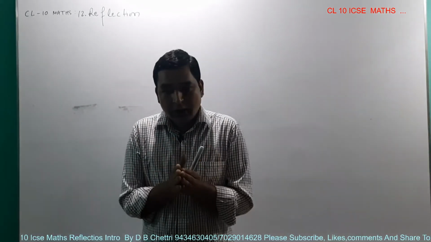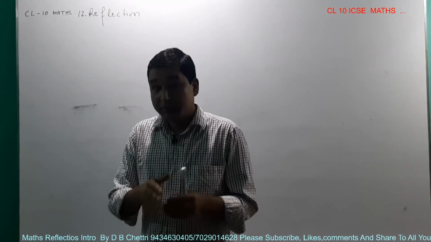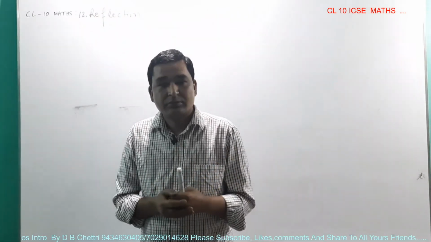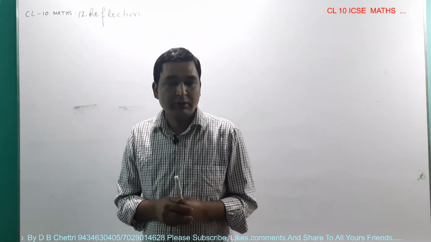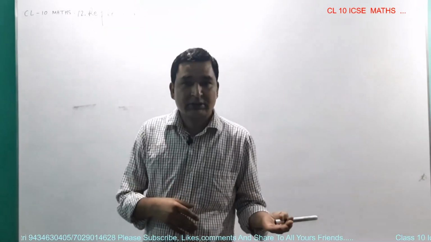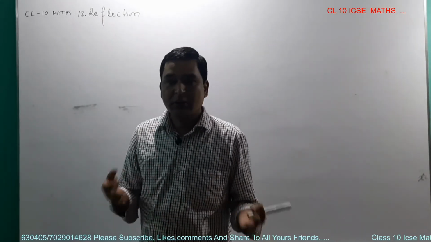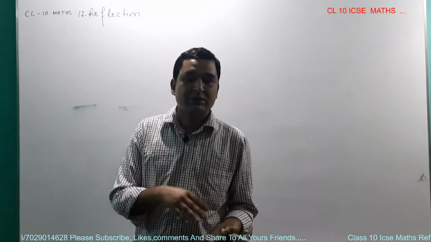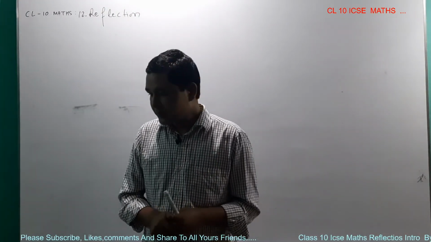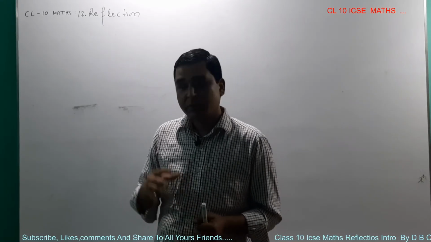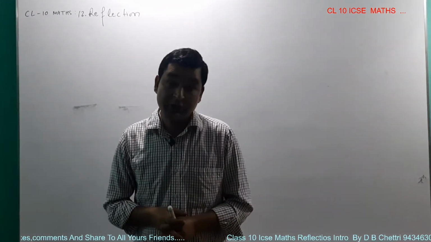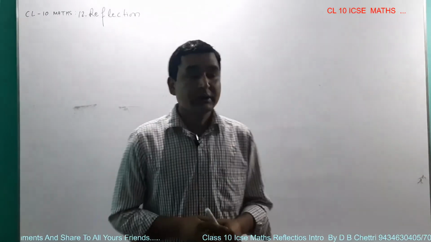Now in our coordinates, remember the x-axis and y-axis are assumed as mirrors. That means when our object is reflected through the x-axis, where is the image formed? When the object is reflected through the y-axis, where is the image formed? When the object is reflected through the origin? We will discuss one by one. The reflection gives the coordinate of the image. So in today's session we are going to learn how to find the coordinate of the image when it is reflected through the coordinate axis.